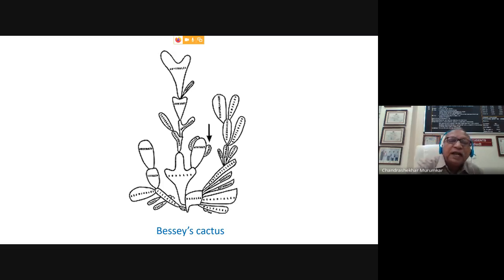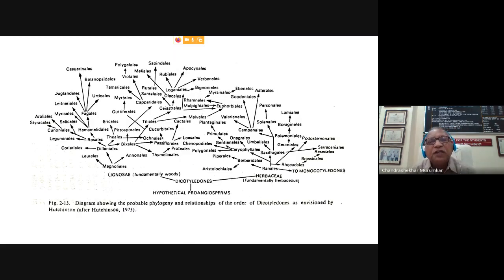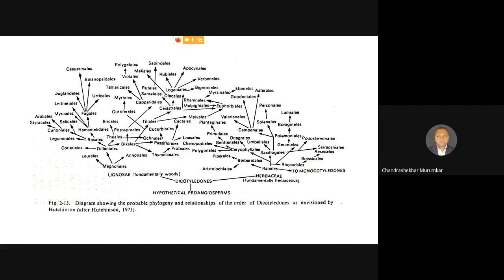Because of that, you can see there are at least 3 to 4 main lines of evolution within the dicots. You can see one offshoot on the left side, one central one, and then one towards the right side. Similarly, yesterday we studied that based on this Besse, Hutchinson proposed the classification system. At the base it has been written hypothetical proangiosperms, which gave rise to dicots. In the dicots on the left side, you can see the lignose, that is woody plants. On the right side, you can see the herbaceous forms, and then how these groups give rise to the diverse characters of different orders. You can see they are blooming like an evolutionary tree. So this is an evolution which has taken place in a multifaceted way.